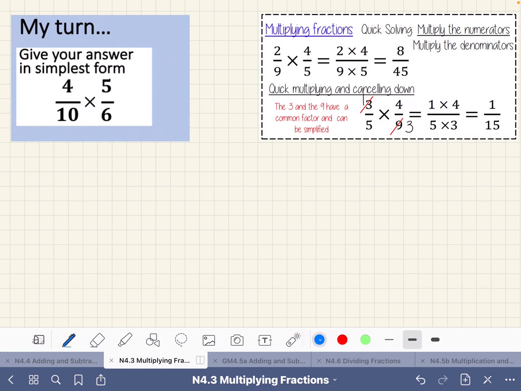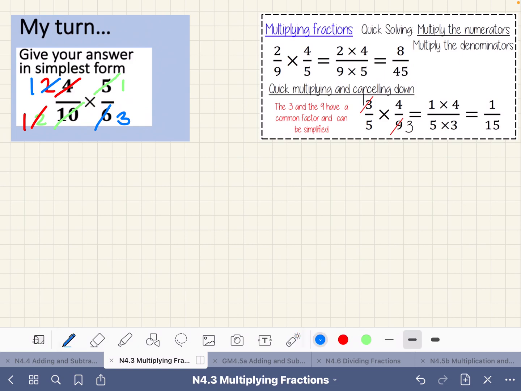So looking at this question up here, we should be able to see that 5 would go into itself once, and diagonally will go into the 10 twice. So we've cancelled part of that fraction down. We may be able to see at this point that 2 will go into itself, and it will go into 4 twice. And lastly, 2 will go into itself, and diagonally it will go into 6 3 times. Now we are left with no other values that go into each other.